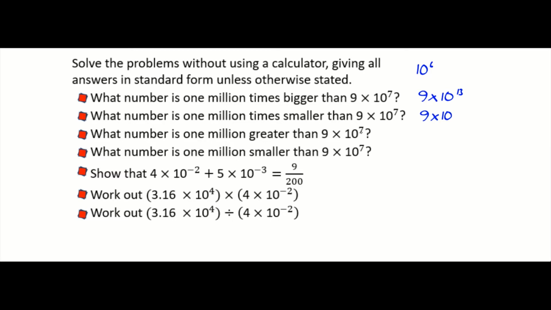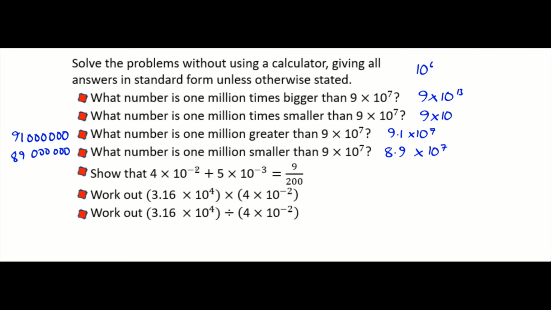Now you need to be a bit careful here. 9 times 10 to the 7, well, that's 90 million. It's a 9 followed by 7 zeros. So 90 million add 1 million would be 91 million. So that's 9.1 times 10 to the power of 7. 1,000,000 smaller than that, so if you've got 90 million and you take away 1,000,000, you would have 89 million, which is 8.9 times 10 to the power of 7.